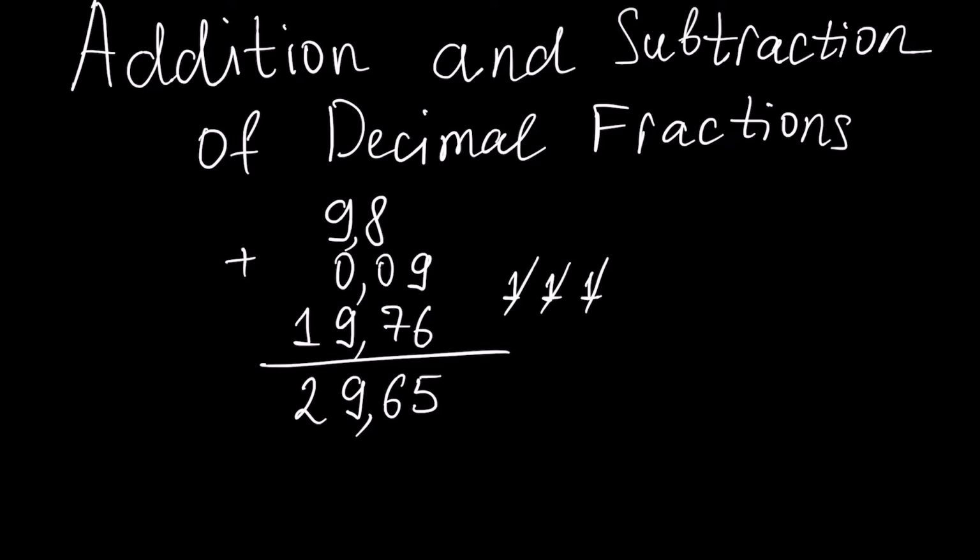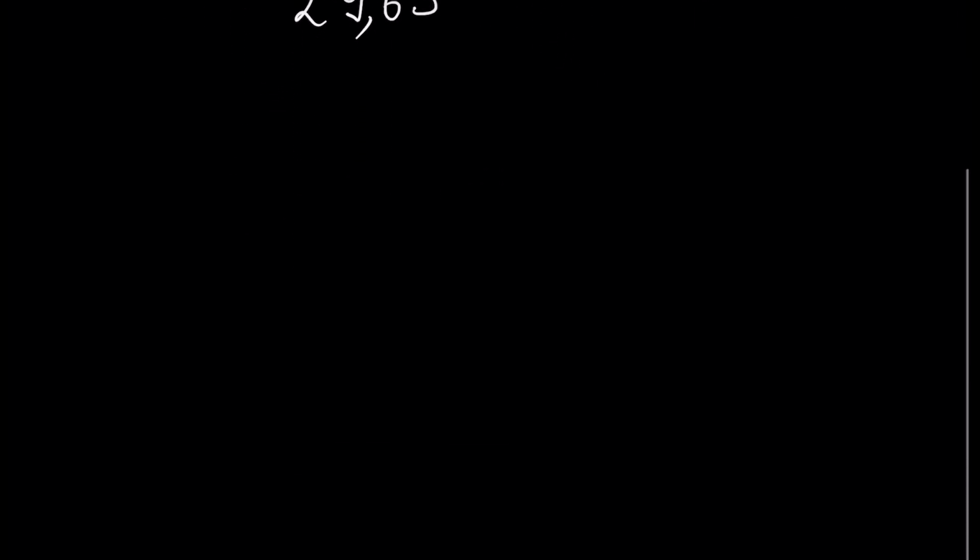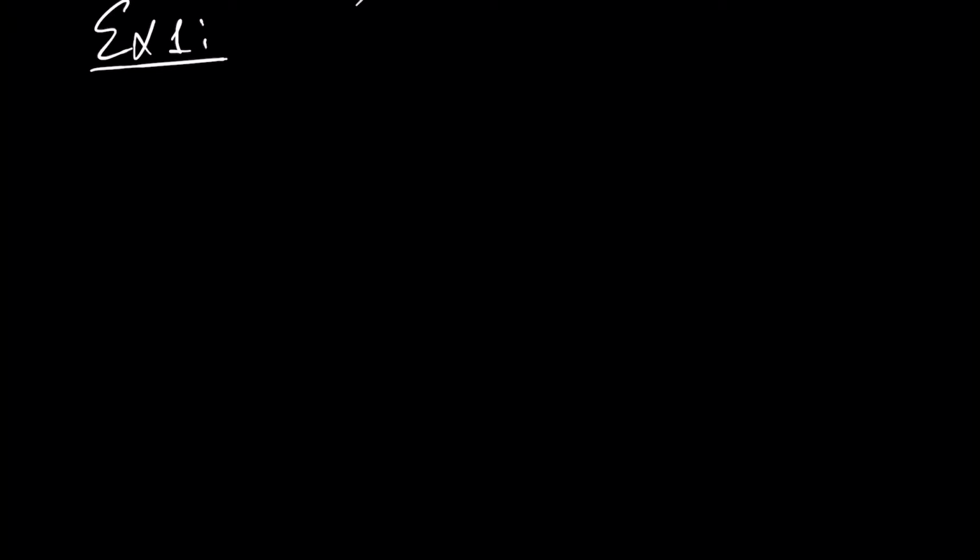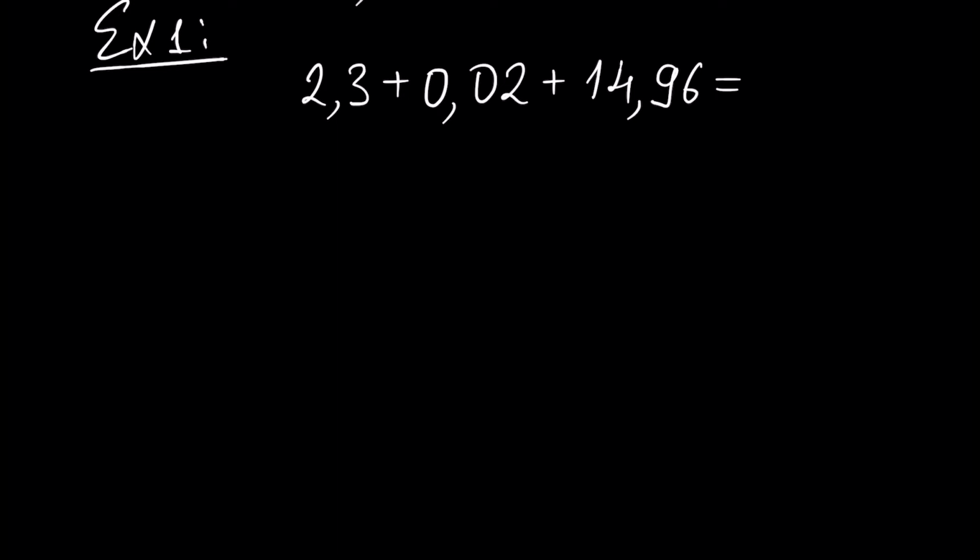Let's begin with the first example. Example number 1. Let's perform addition of decimal fractions: 2.3 plus 0.02 plus 14.96. We will use just our brain without a calculator. And how to do it?